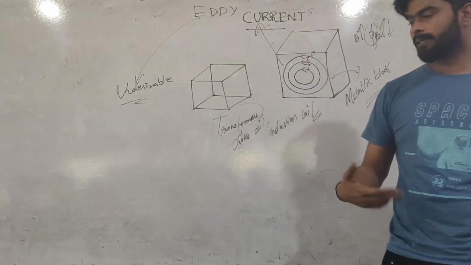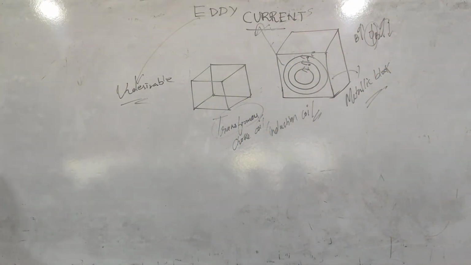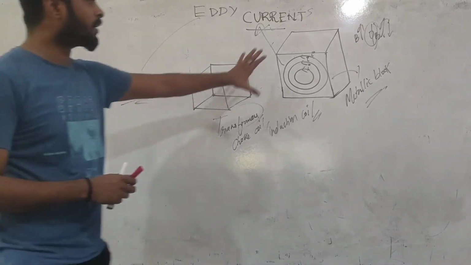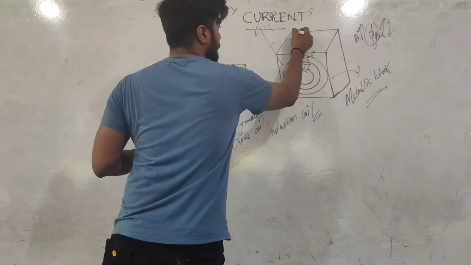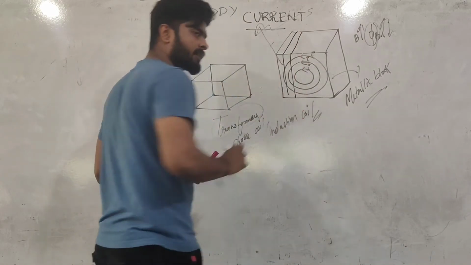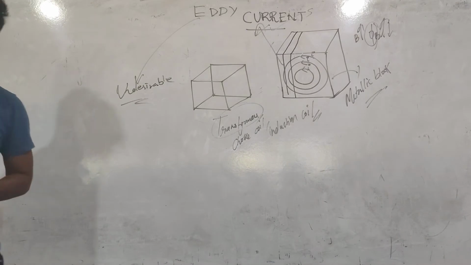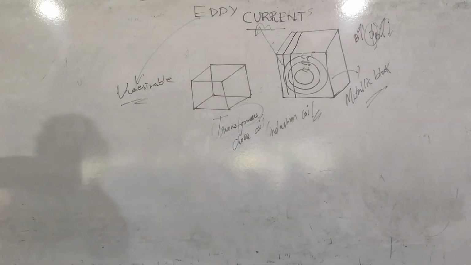Now the next question that can come is, how can you decrease eddy current? Instead of taking a whole block, you can divide it into pieces, laminated pieces. You want to minimize eddy current, right? What is the method to decrease eddy current?